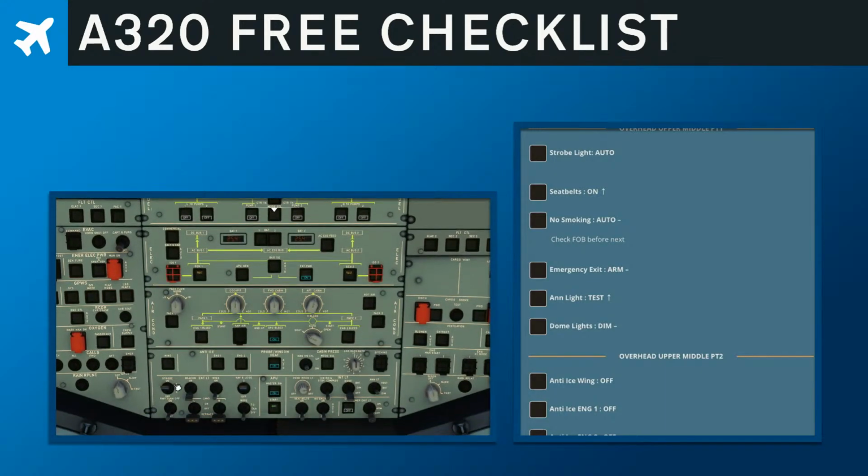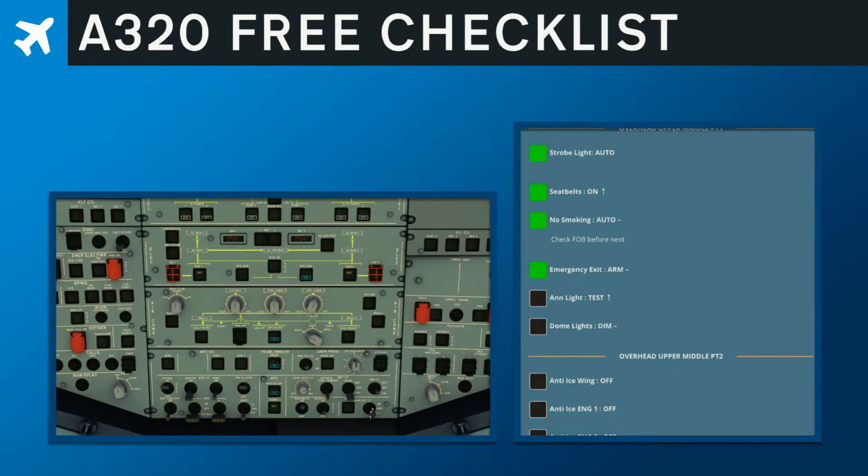Back again to the lights, so we need to just zoom in a bit here. So the strobe light is set to auto. The seatbelt sign is on. The no smoking sign is set to auto. The emergency exit is armed.